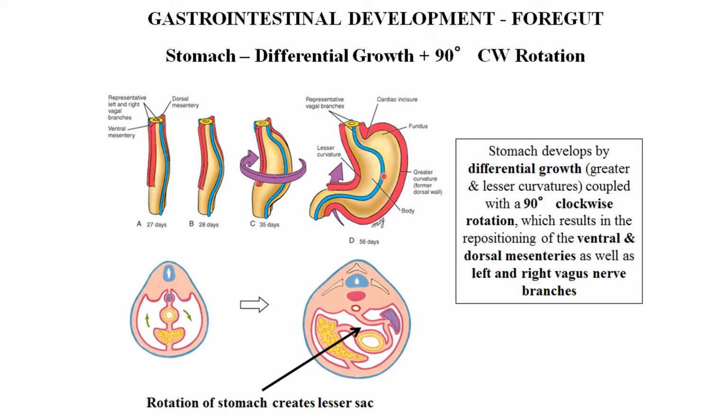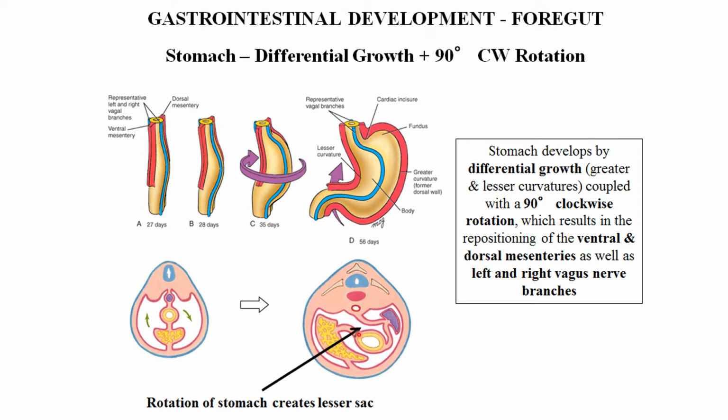Now the left border is facing ventrally, having the left vagus, and the right one is facing dorsally, lying between the stomach and the posterior body wall. So the lesser sac is the region lying between this portion of the stomach and the lesser omentum attached to it. That forms the lesser sac.